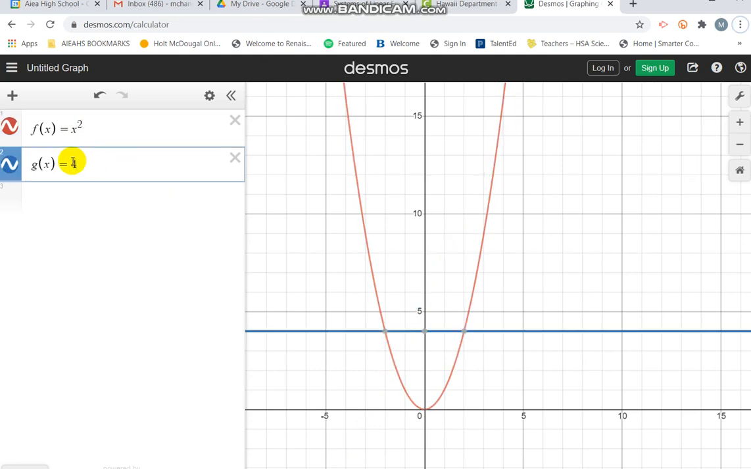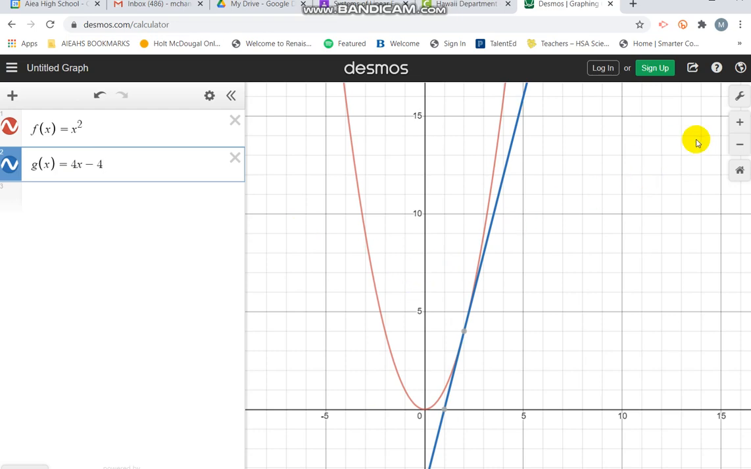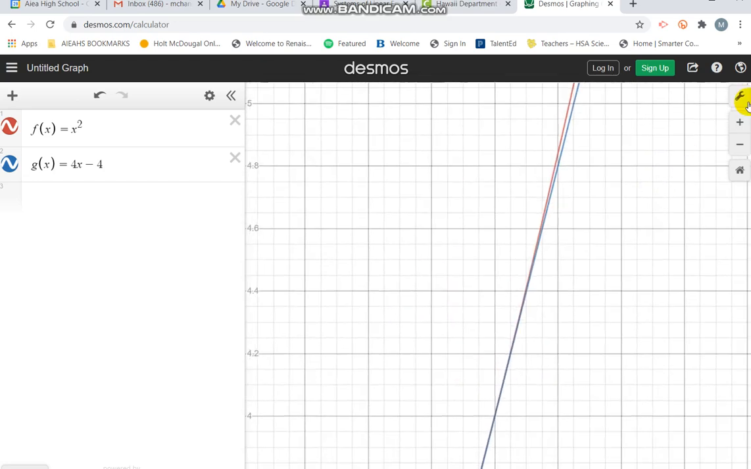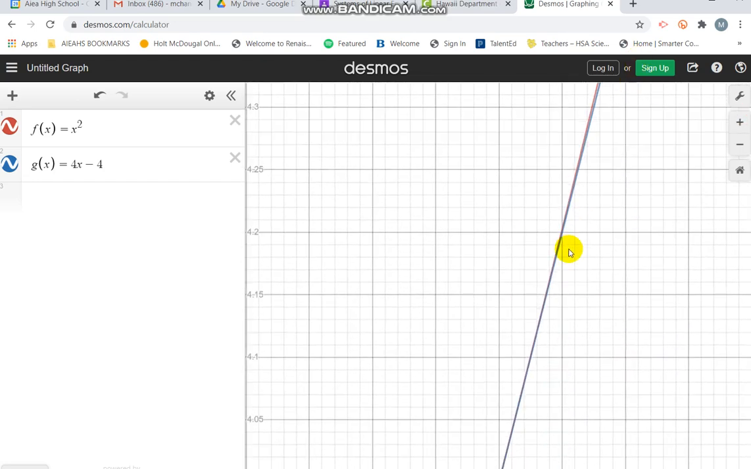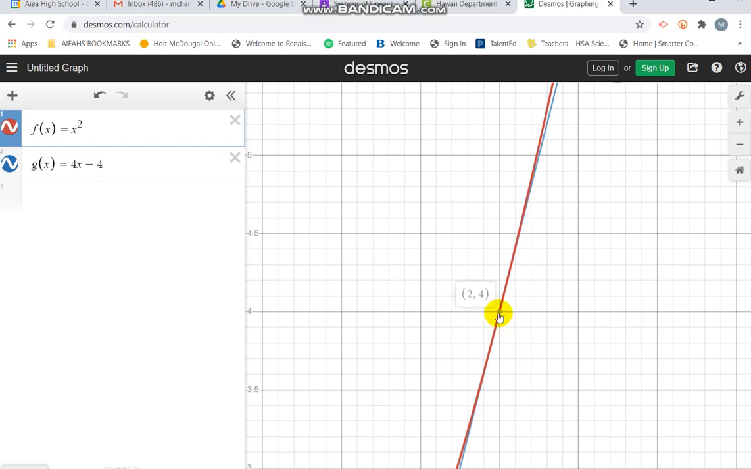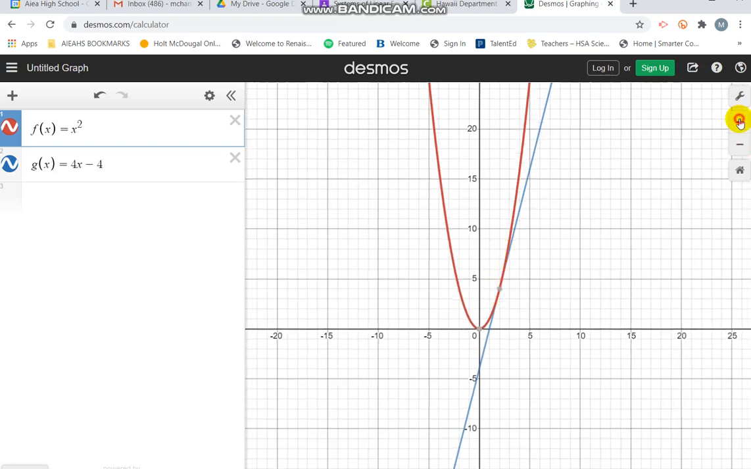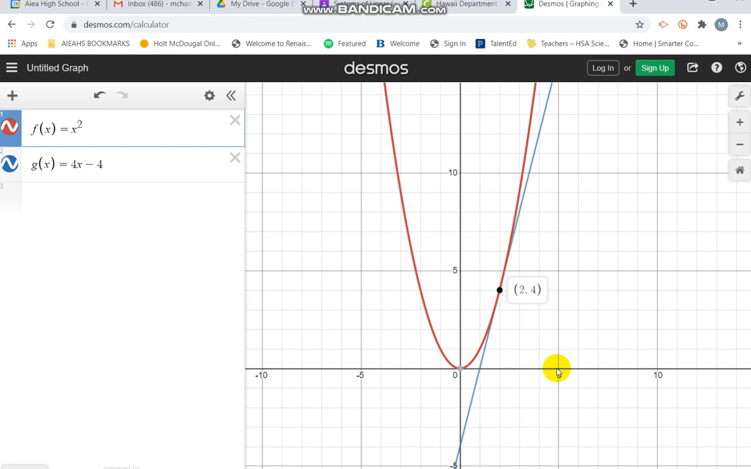Let's go ahead and change g of x to 4x minus 4. Okay, so now if you look at this, try to guess how many solutions we have. Now if we zoom all the way in, it actually looks like the blue line is just barely touching the parabola. So, if we zoom back out, that looks like our solution. It's going to be at 2, 4. So for this particular problem, we're going to have one solution, at the coordinates 2, 4.